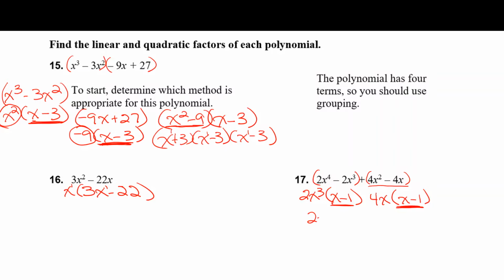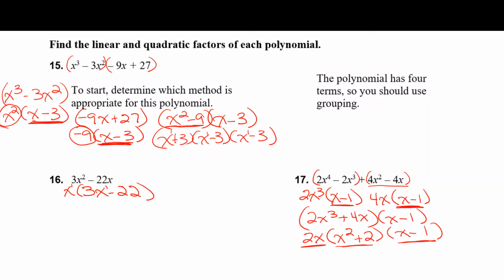So I can take my 2x to the third plus 4x as one factor, and then my other one is going to be x minus 1. When I look at this 2x cubed plus 4x, I see that I have a 2 and an x I can take out of that. So I'm going to take a 2x out and factor some more. That's going to leave me with x squared plus 2, and then I have my x minus 1. Now my x squared plus 2 cannot be factored anymore, and x minus 1 can't be factored anymore, and my 2x cannot be factored anymore.